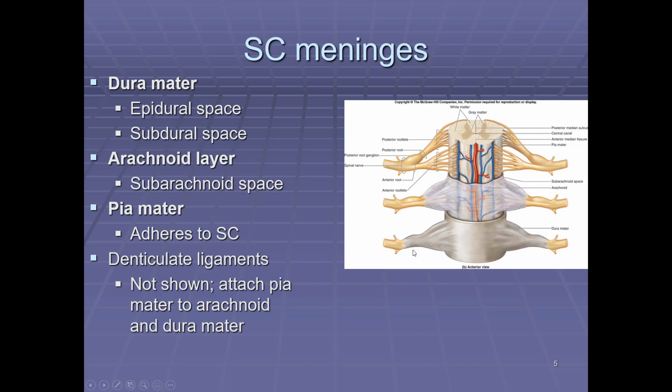There are other ligaments that are not shown in this picture. I'm actually going to show them to you in a lab model that we have. These ligaments are called denticulate ligaments, which basically adhere the pia mater to the arachnoid layer and other layers of the meninges.